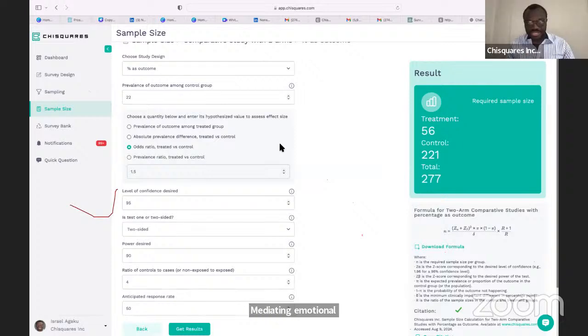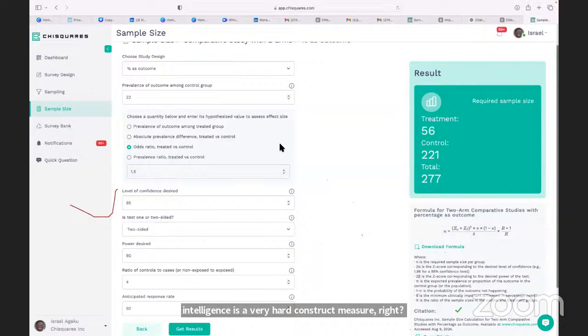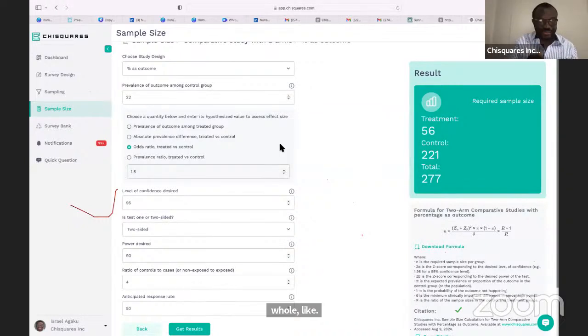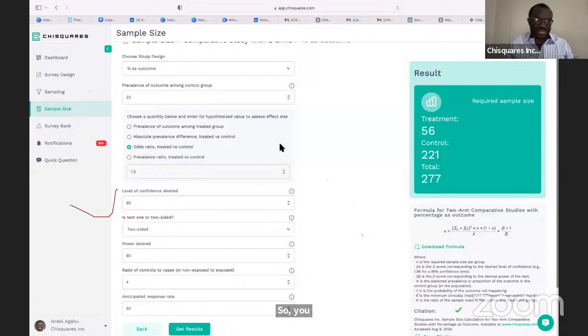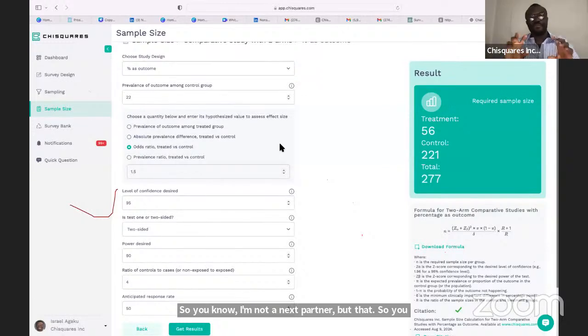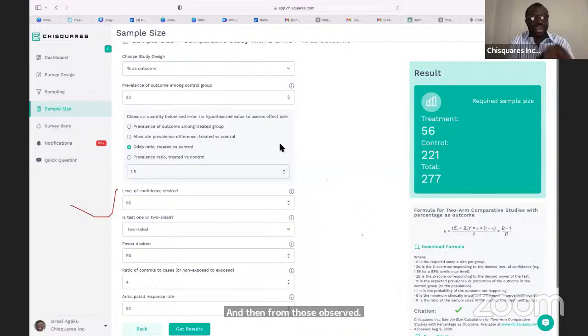Okay. So the question then is, emotional intelligence is a very hard construct to measure, right? Because there are so many indicators that might feed into this construct called emotional intelligence, right? About 5 of them. Okay, great. So I'm not an expert in that field, but you could definitely look at several indicators that say, okay, what is emotional intelligence? How do we capture it? And then from those observed variables, you can then derive the latent variable.